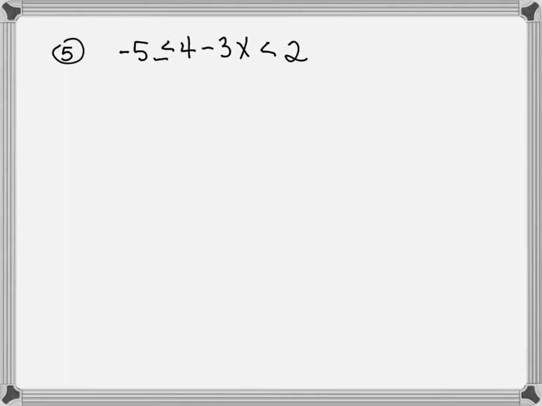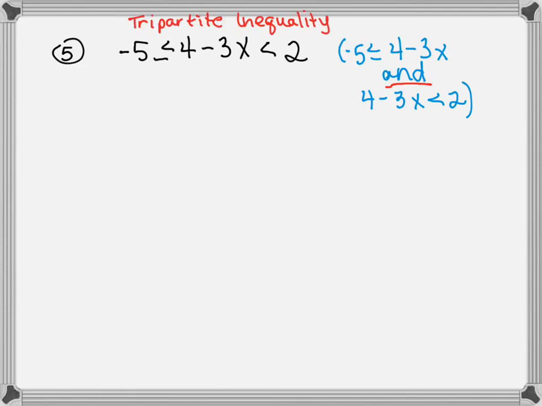Number 5. So we've got negative 5 is less than or equal to 4 minus 3x, which is less than 2. So again, this is an implied "and" compound inequality. This implies negative 5 is less than or equal to 4 minus 3x, and 4 minus 3x is less than 2. But we can write that all together in one tripartite inequality. Or again, unofficially, I call these sandwich inequalities.